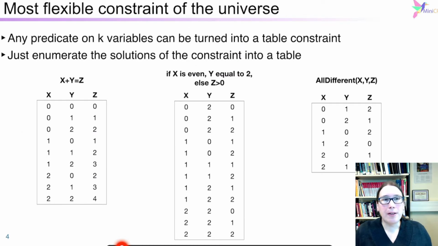The table constraint is one of the most flexible constraints in the universe. Why? Because we can turn any constraint into a table constraint. You can turn any intensional constraint into a table if you want. You just have to list the solutions. So for x plus y equals z, you just list the solutions and you have a table. You can also do it for all different, and you can also express more difficult constraints such as this one, which you can express as a table. You just need to enumerate all the solutions and you got it.